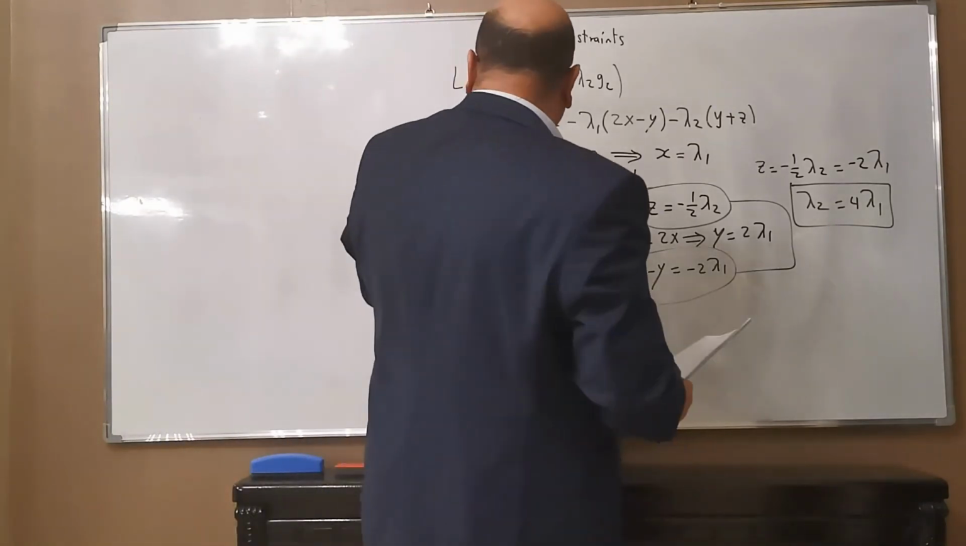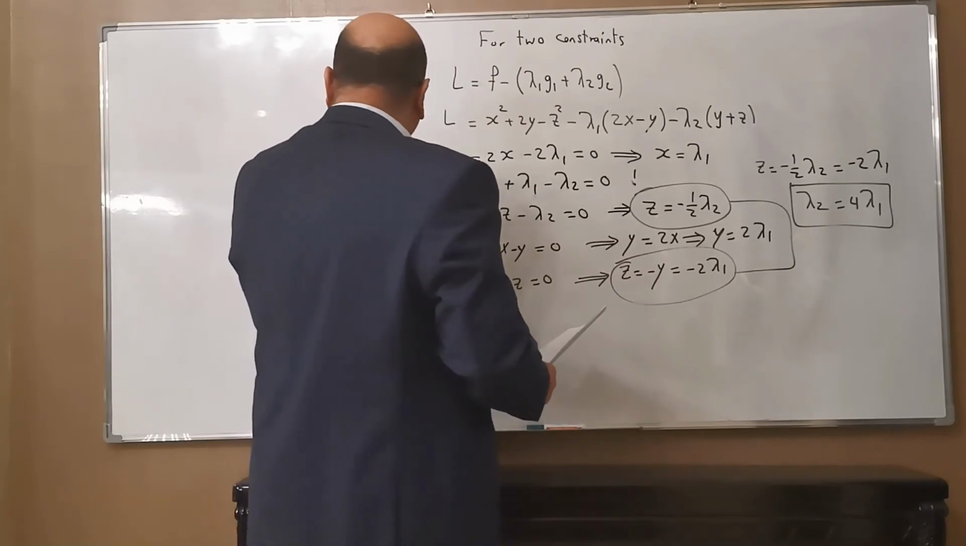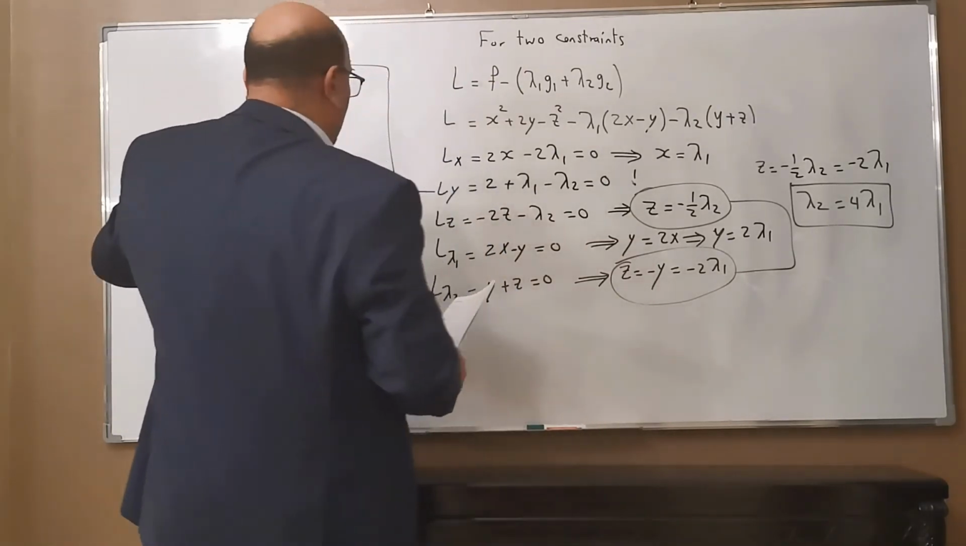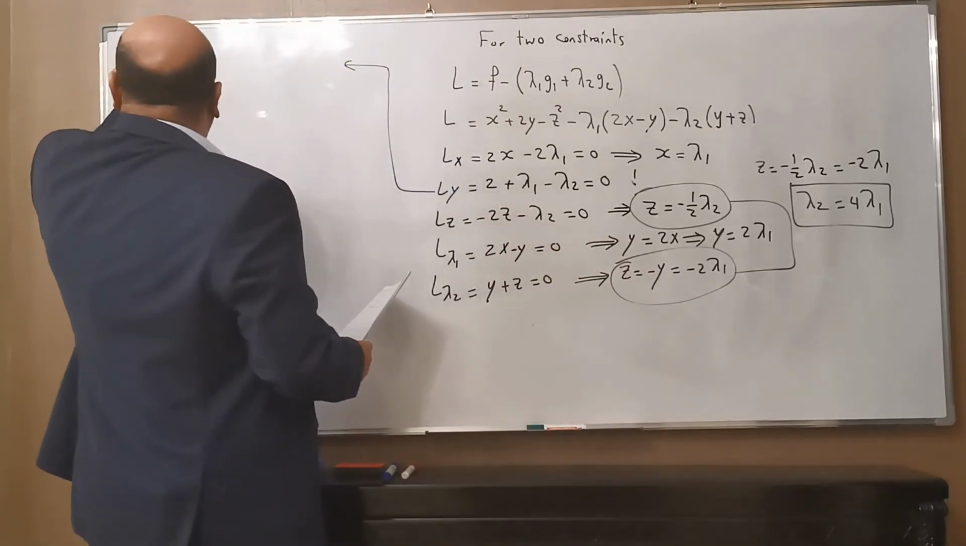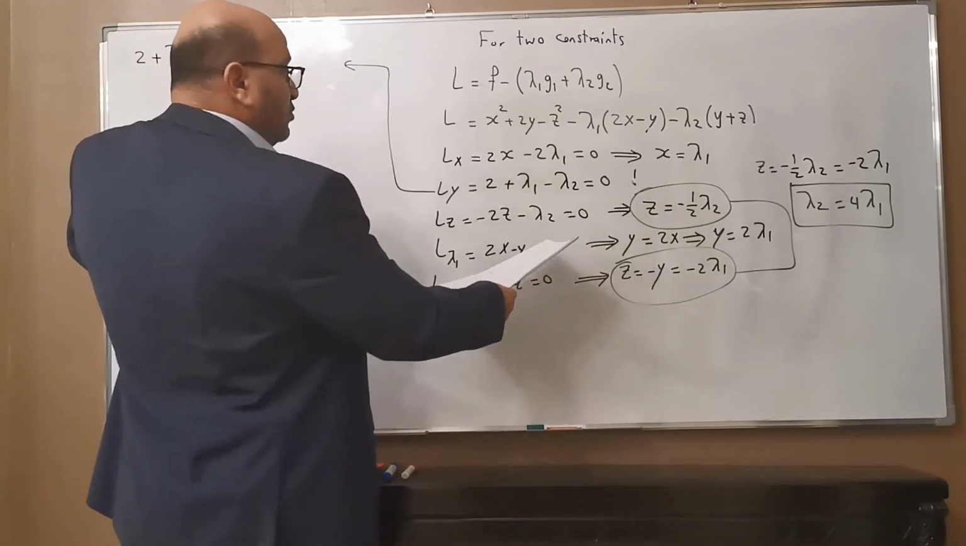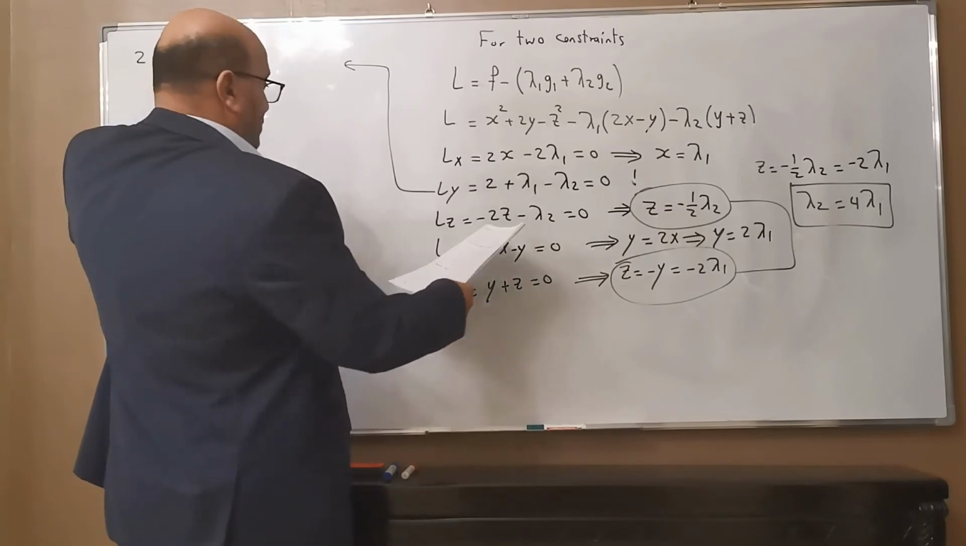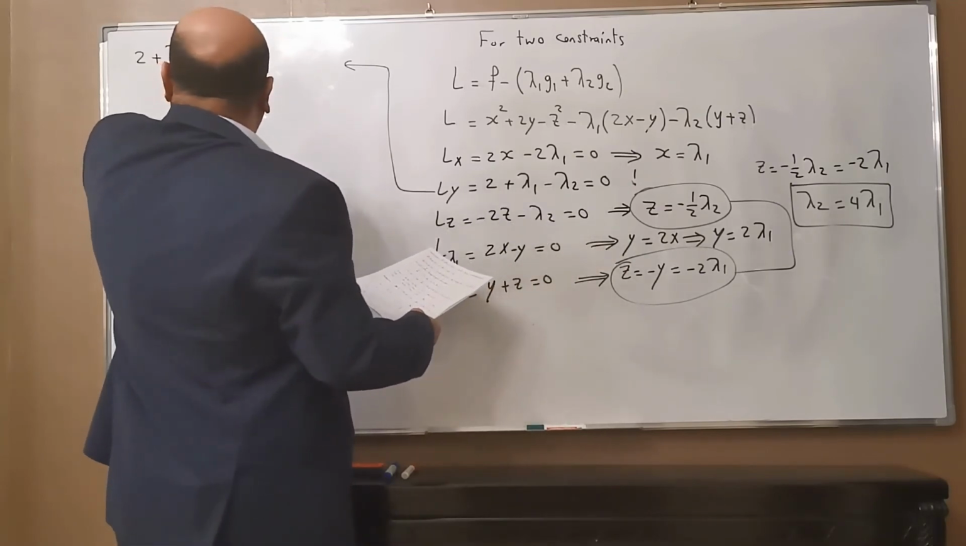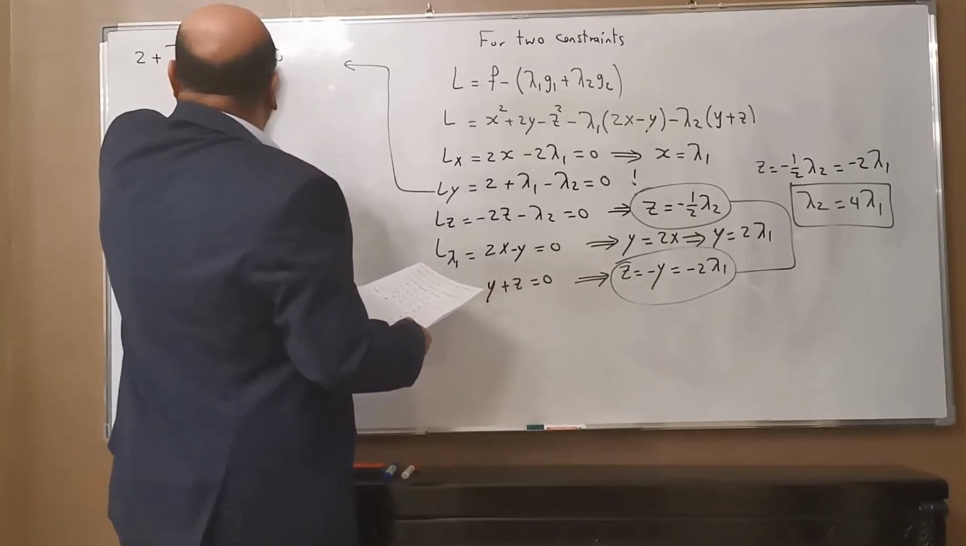Going to the equation for Ly, this equation here, then 2 plus lambda 1 minus lambda 2, which is 4 lambda 1, so minus 4 lambda 1 equals 0.